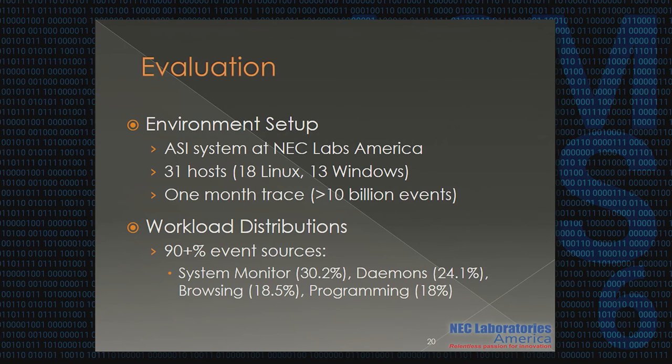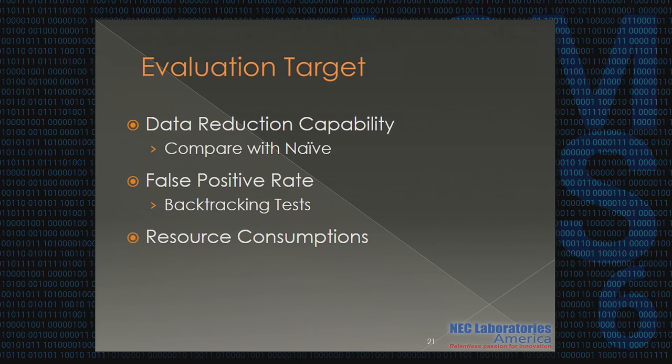The reason why system monitoring and daemons make up a fairly large portion of the data is that our monitoring is 24/7, while people mostly work 8 or 10 hours a day. Therefore, at off hours, those events become the majority of the data we obtain. And for the evaluation target, we look at three aspects.